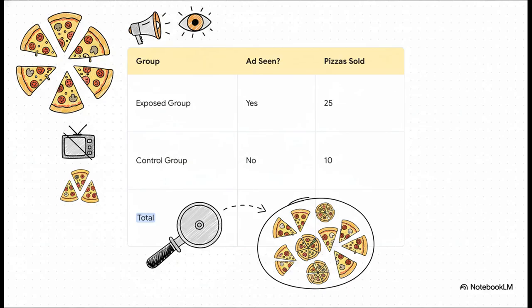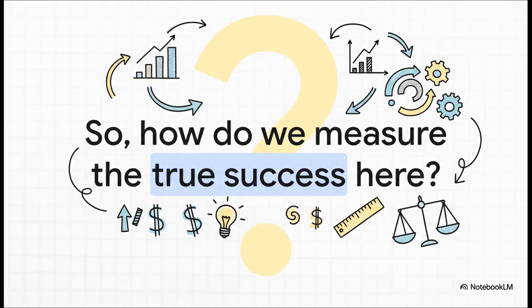So here are the numbers. Pretty straightforward. You have your exposed group. These are the folks who saw your ad and they bought 25 pizzas. Nice. Then you have the control group, the people who didn't see the ad, and they still bought 10 pizzas. So all in all, we're looking at 35 pizzas sold. Simple enough, right? So, you look at these numbers and you think, hey, the ad worked. And yeah, it seems like it did.